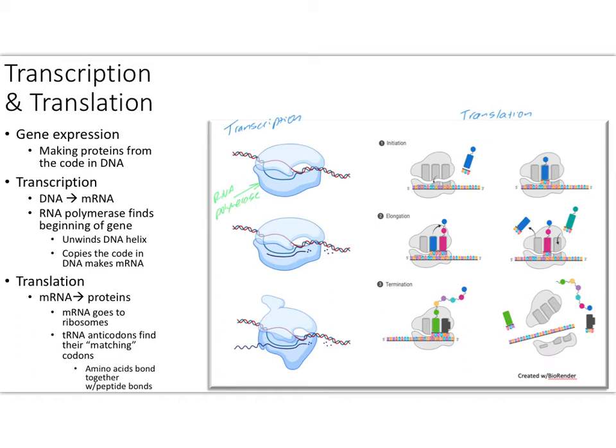So termination of transcription occurs when RNA polymerase finds the end of the gene, it finds a stopping point, and the full molecule of mRNA has been created. So here we've got the mRNA molecule in dark blue, and RNA polymerase has said, okay, I've reached the end of the gene. I'm not going to copy any more code from the DNA.